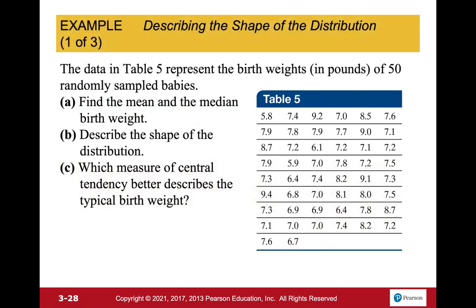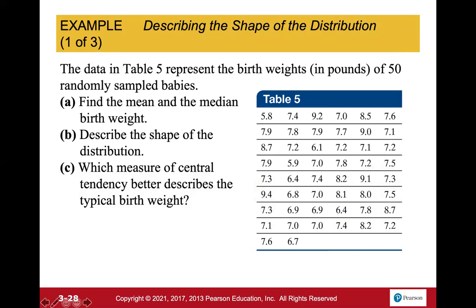All right, next we look at this data table. The data in table 5 represents the birth weights in pounds of 50 randomly sampled babies. Find the mean and the median birth weights. Describe the shape of the distribution. Which measure of central tendency better describes the typical birth weight?